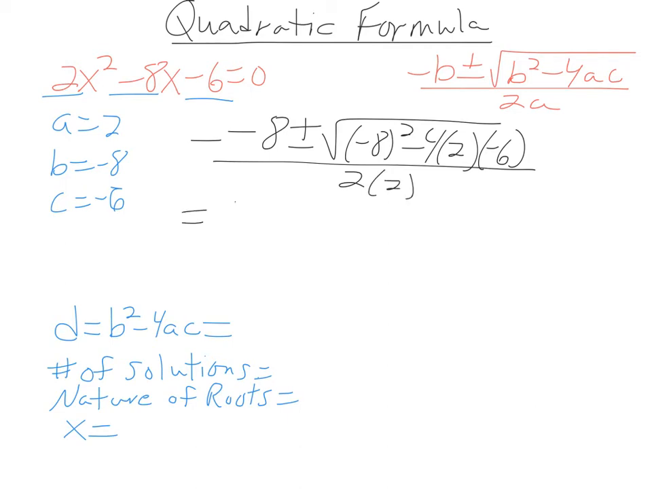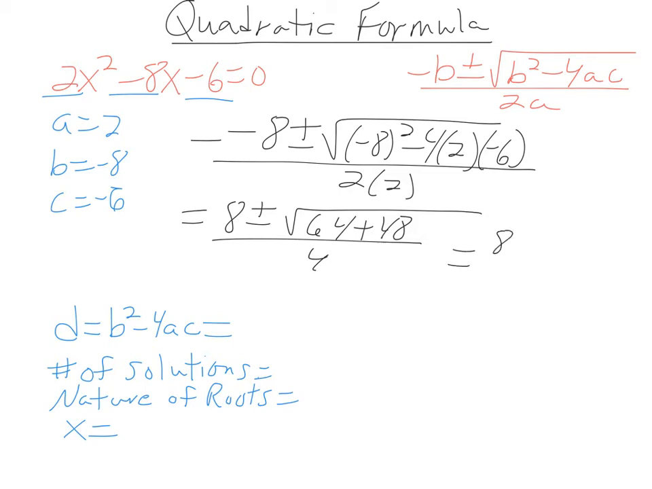So negative negative 8 is 8, plus or minus square root. Negative 8 squared is 64. Negative 4 times 2 is negative 8. And negative 8 times negative 6 is positive 48. And that is all over 4 then. So my next part then would be, I have 8 plus or minus the square root of 64 plus 48, which is 112, all over 4 there. So that would be our answer there.